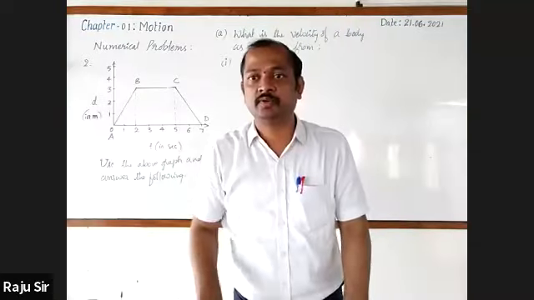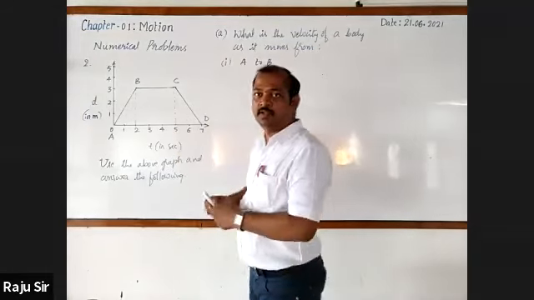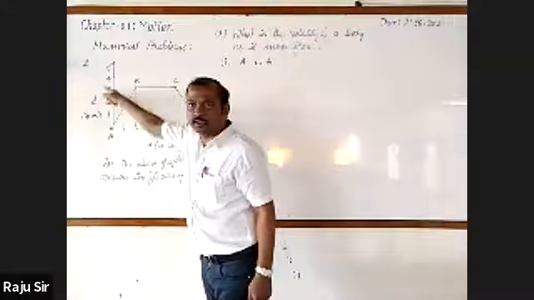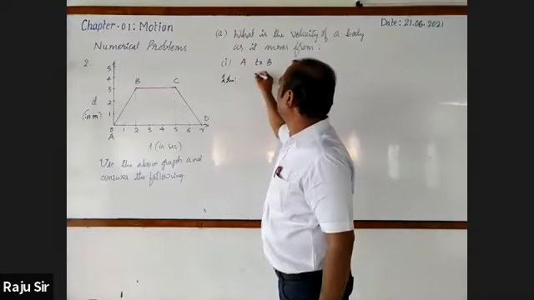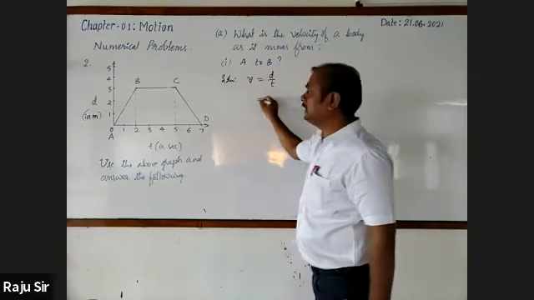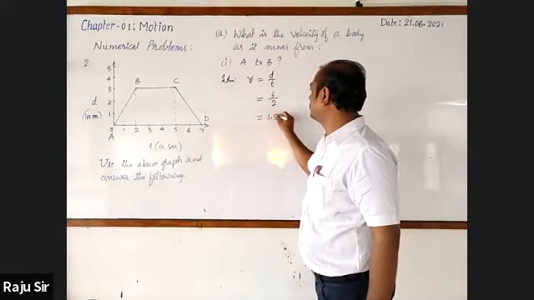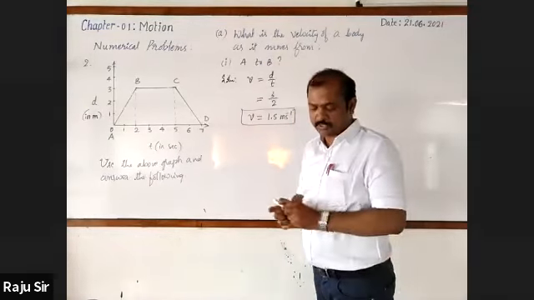Very good. It is 1.5 meter per second. From A to B, the total distance is 3 meters. Total time is 2 seconds. Solution: V is equal to D by T, distance is 3 meters, time is 2 seconds. It will be 1.5 meter per second.